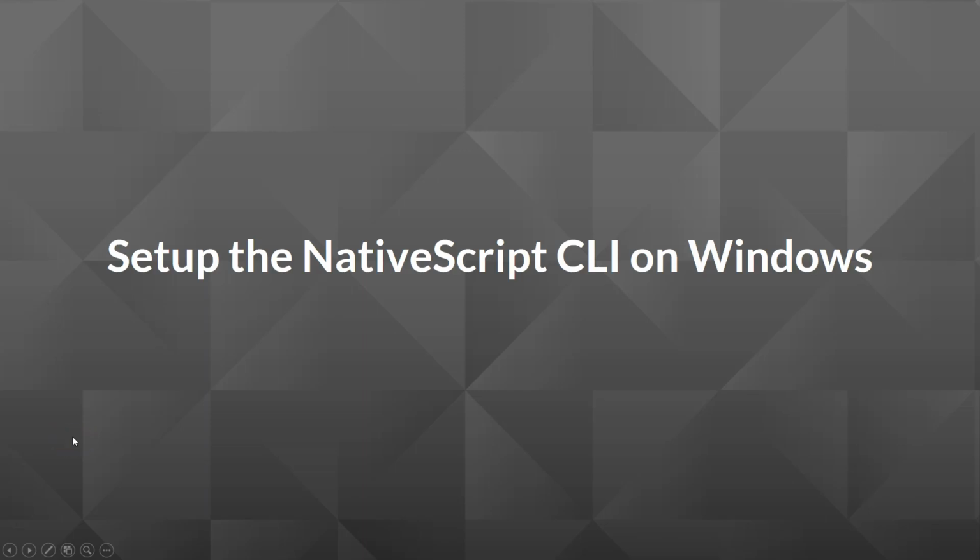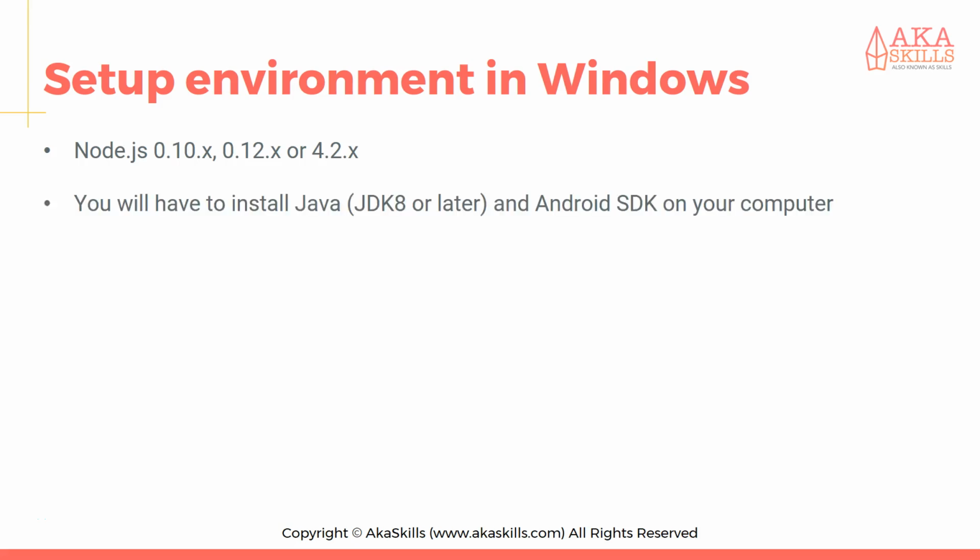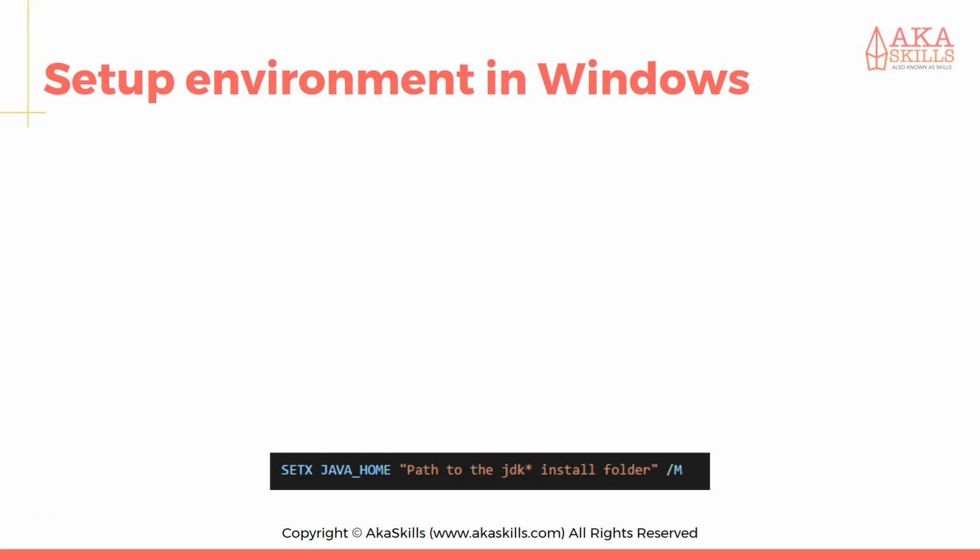How we can set up the NativeScript CLI on Windows. So first we need to have Node.js in one of the following versions. You have to install Java JDK 8 or later and the Android SDK on your computer. This can be done via the official sites for the JDK and Android SDK, or via Chocolatey.